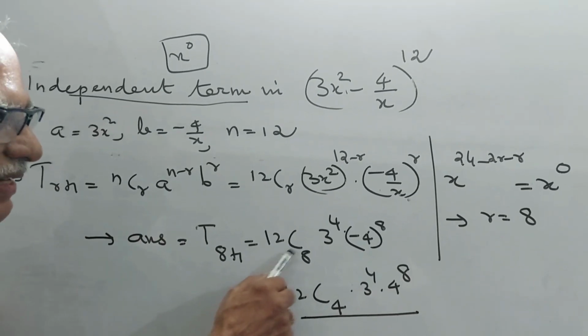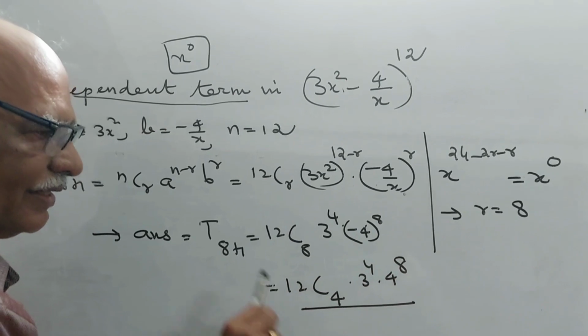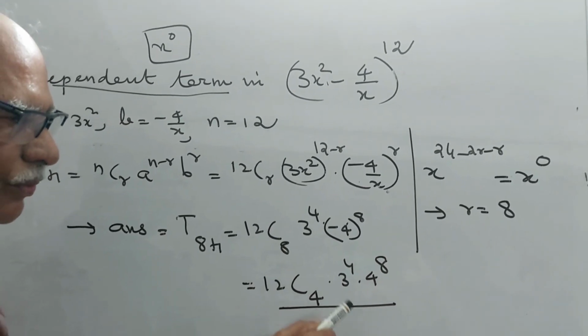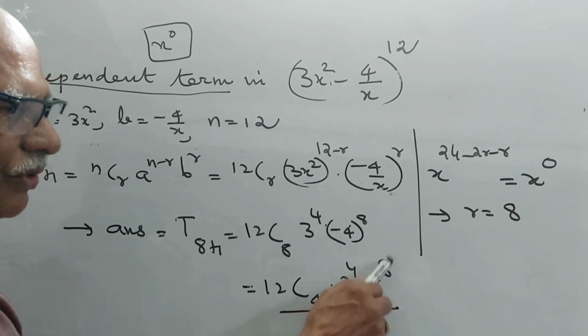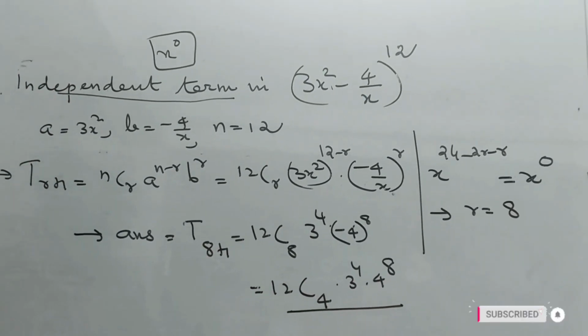So the answer is T(8 plus 1), because we have to put r as 8. It is 12C8, 3 raised to 4, (minus 4) the whole raised to 8. It simplifies to 12C4, 12C8 is 12C4, 3 raised to 4, 4 raised to 8. This is the independent term.